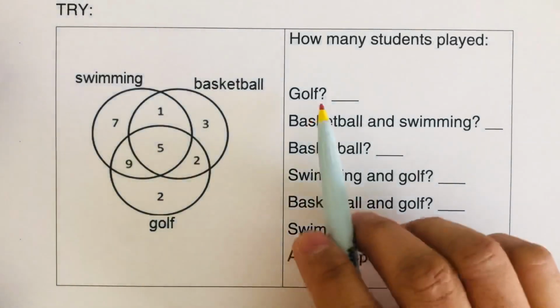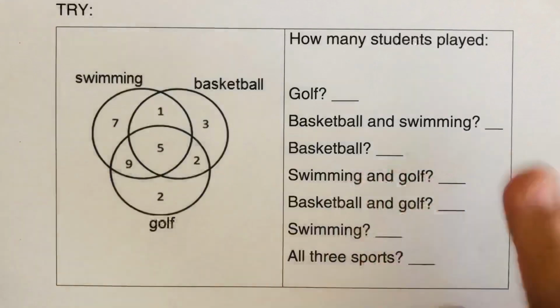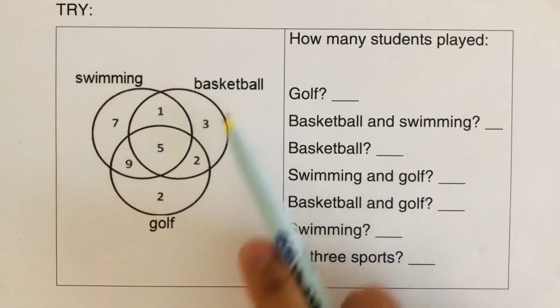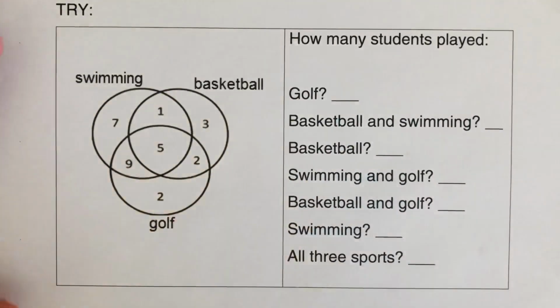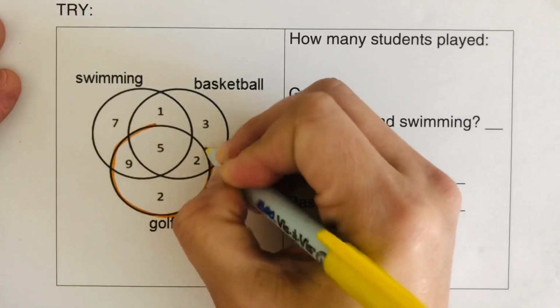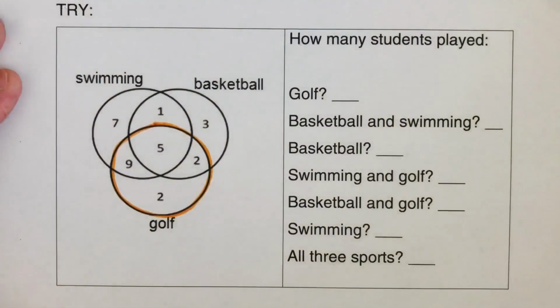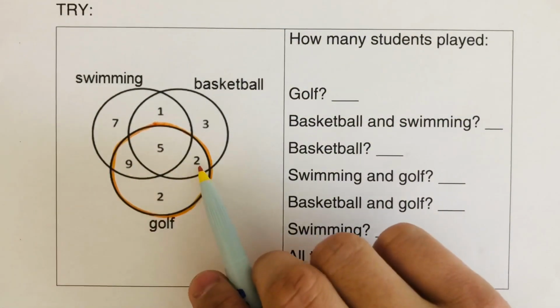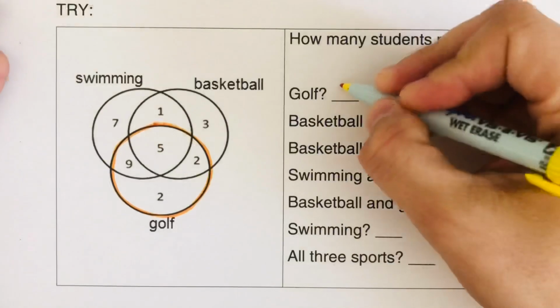Let's start with golf first. So these are, again, the number of students that are participating in different sports. So first we have swimming, basketball, and golf. So let's take the golf first. So this circle is for the golf. So then we can count all of these. So that would be 9 plus 5 plus 2 plus 2 is 18.